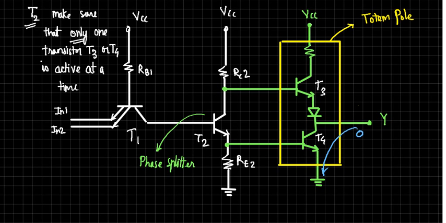So what is the advantage we are getting from the totem pole arrangement? The totem pole is actually helping us to save more power. This is the kind of arrangement you can see in practical circuits, in practical TTL NANDs. Is that clear to everyone? Sure.